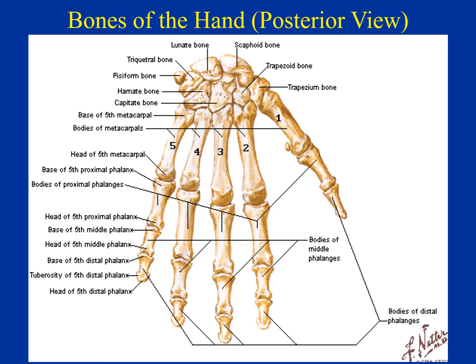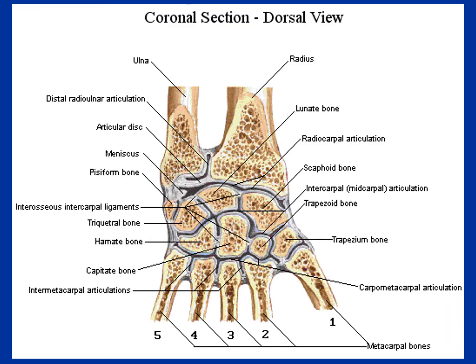This diagram we have already discussed, just a repetition: we have the inferior radioulnar joint, this joint, and then we have the intercarpal articulation or mid-carpal joint between the distal as well as the proximal row of bones. And then we have the carpo-metacarpal articulation.